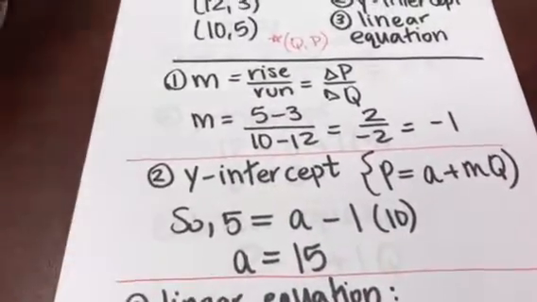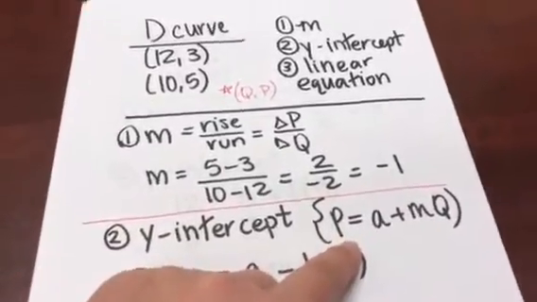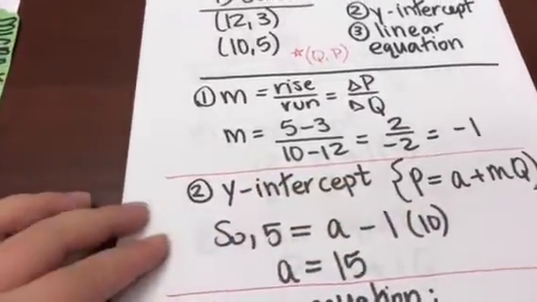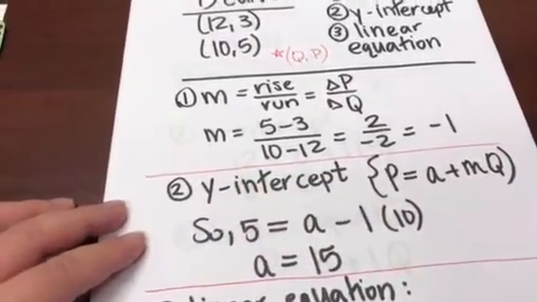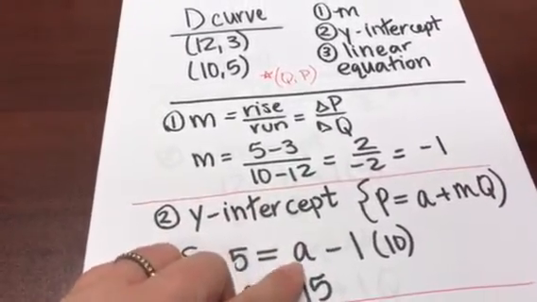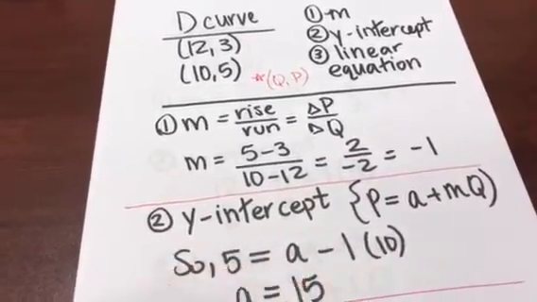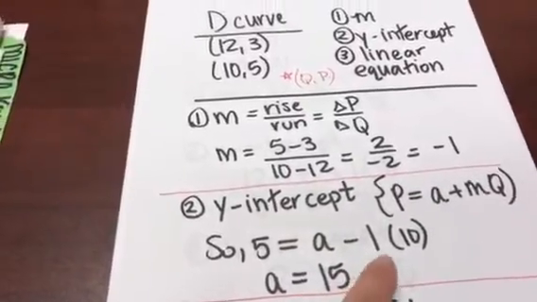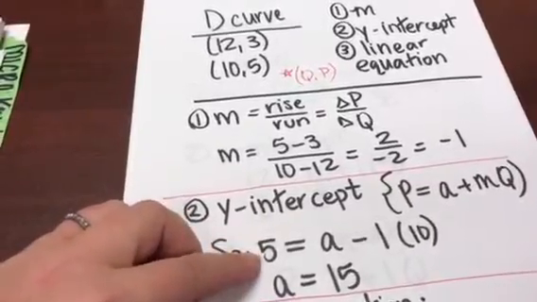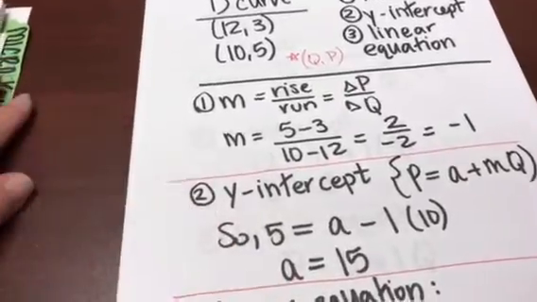For the y-intercept, I'm going to use the equation P equals A plus mx. This is our y, where A is our y-intercept and m is our slope. So I'm going to pick one point. It doesn't matter which. I chose 10 and 5. So I plug in 5 for price. A is what I'm trying to solve for. Again, that's my y-intercept. My slope is minus 1, and my quantity was 10. So I have minus 1 times 10, which is minus 10. I have 5 over here, so I add 10 to both sides, and I get a y-intercept, or A, equal to 15.